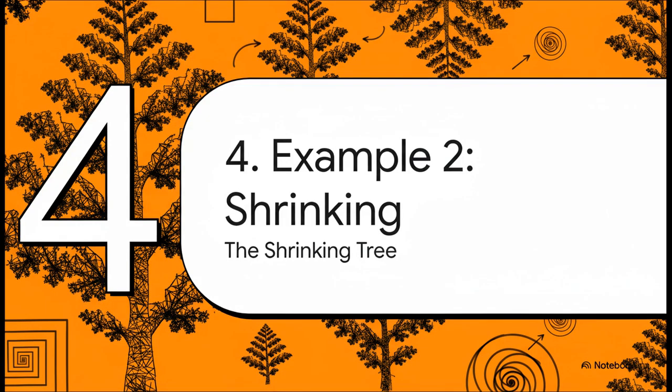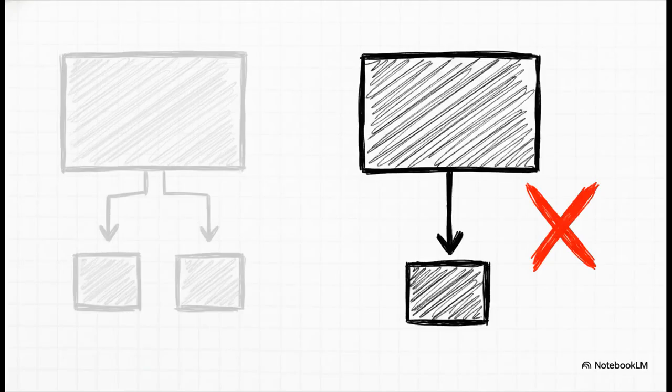This next example looks almost identical to the last one, but you're about to see how one tiny, tiny change to the formula creates a completely different looking tree. So here's our new recurrence relation. T of n equals T of n over 2 plus n. Did you spot the difference? It's subtle, but it's crucial. That 2 in front of the T is gone.